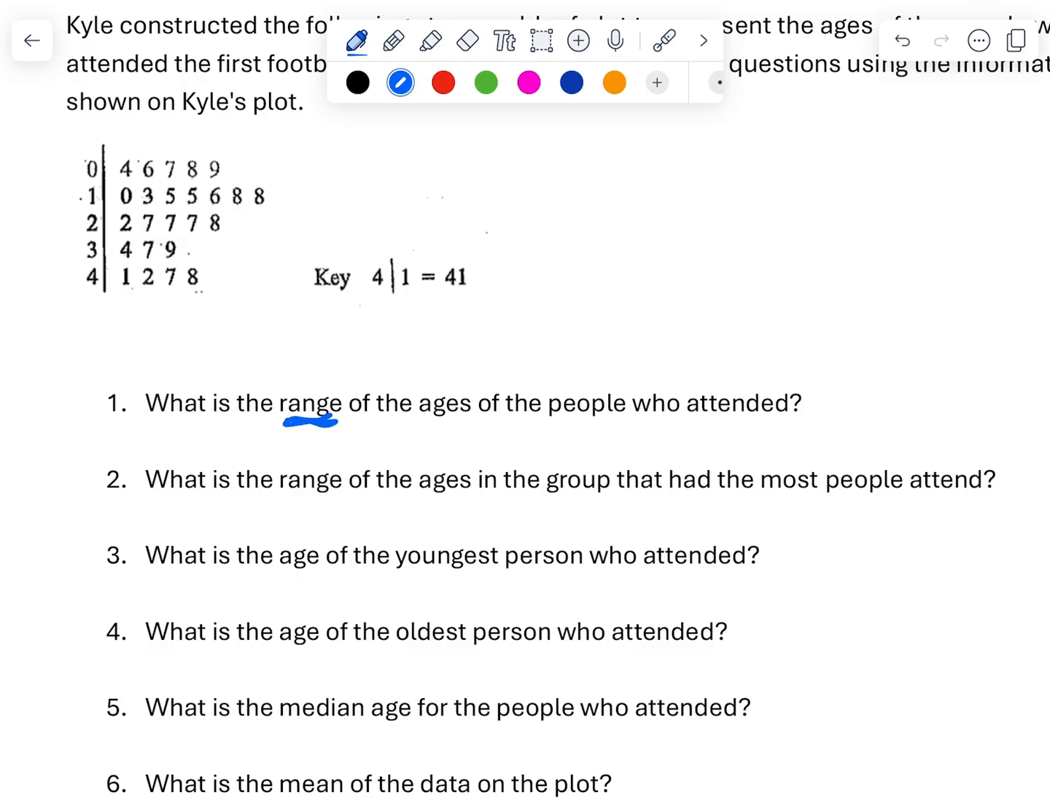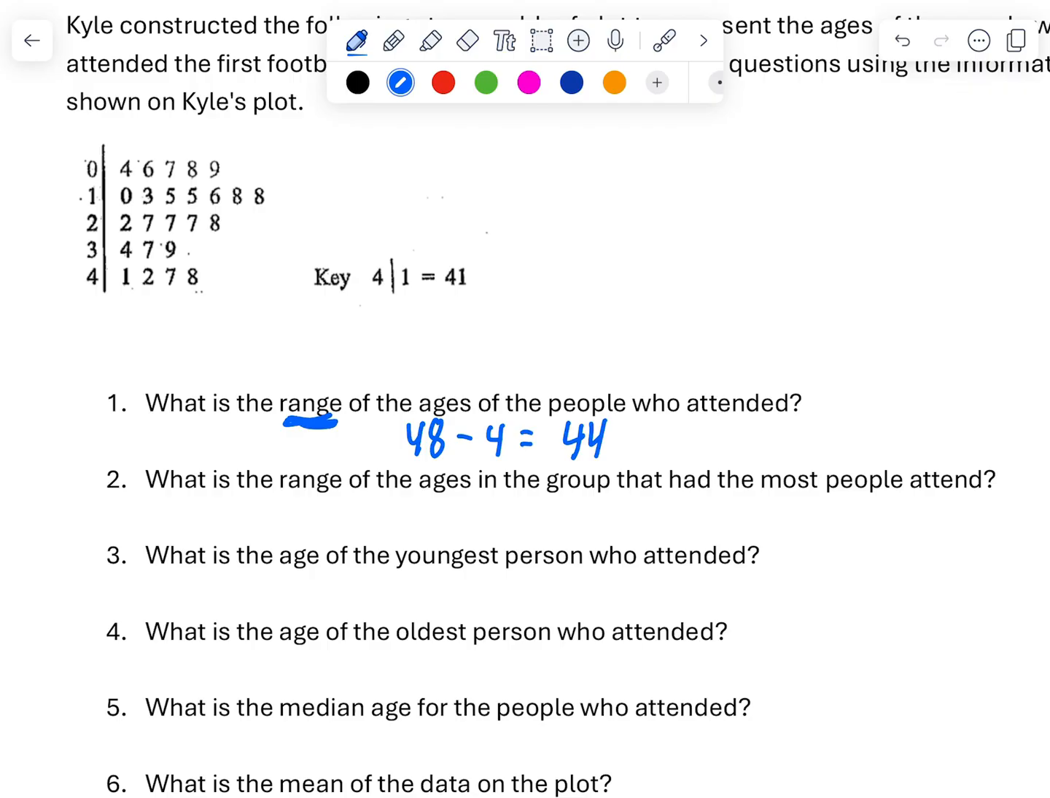So if you recall, range is the biggest number minus the smallest number. So the biggest number on there would be the number at the bottom right. So that would be a 48, minus our smallest number, which would be the first number on there, which is a 4. So the range of people who attended is 44.